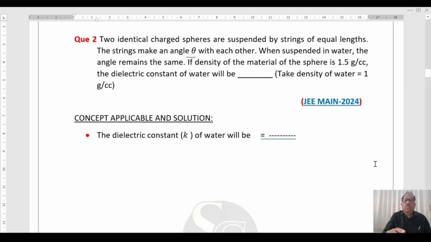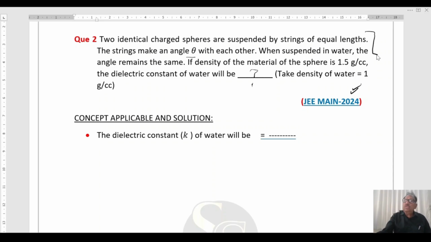The question is: two identical charged spheres are suspended by strings of equal length. The strings make an angle theta with each other. When suspended in water, the angle remains the same. If the density of the matter of the sphere is 1.5, the dielectric constant will be, fill in the blank. This question is taken from JEE Main 2024.